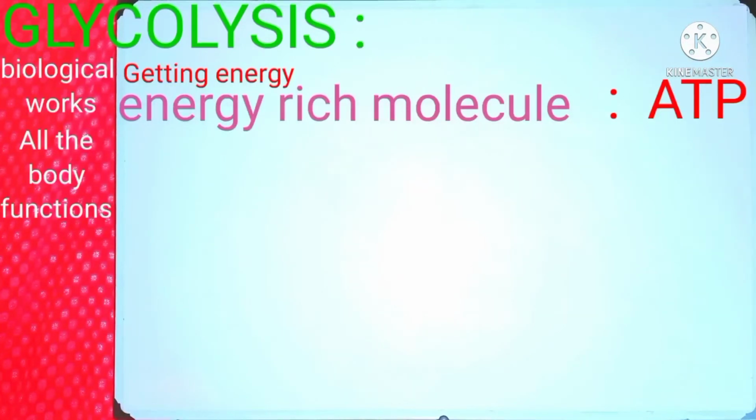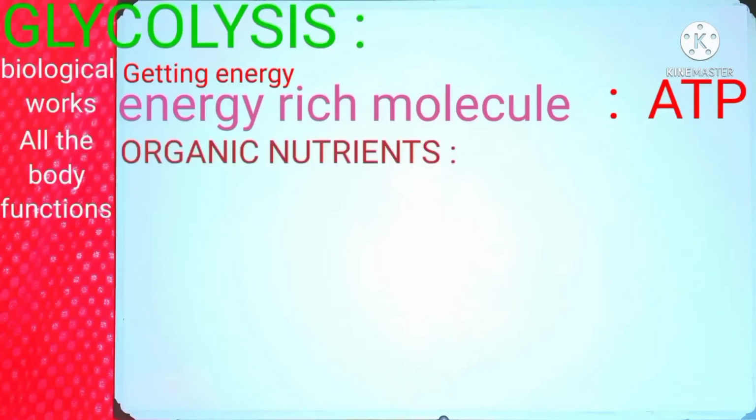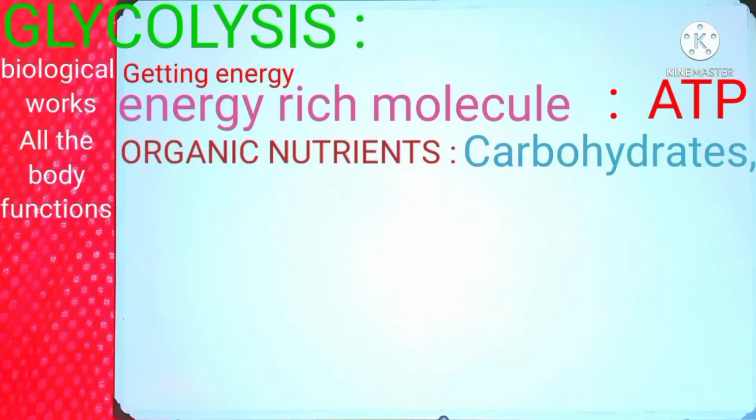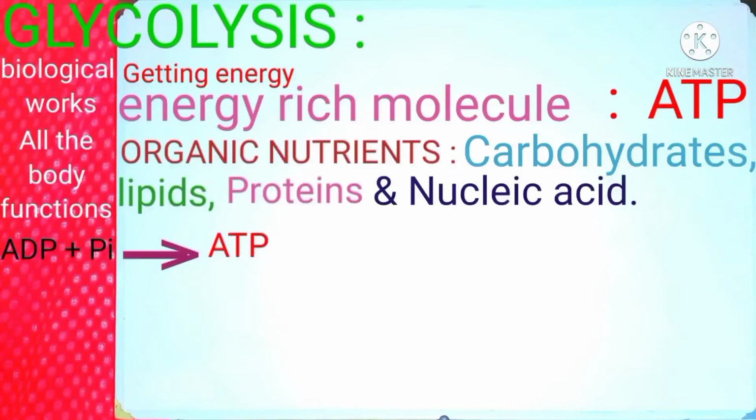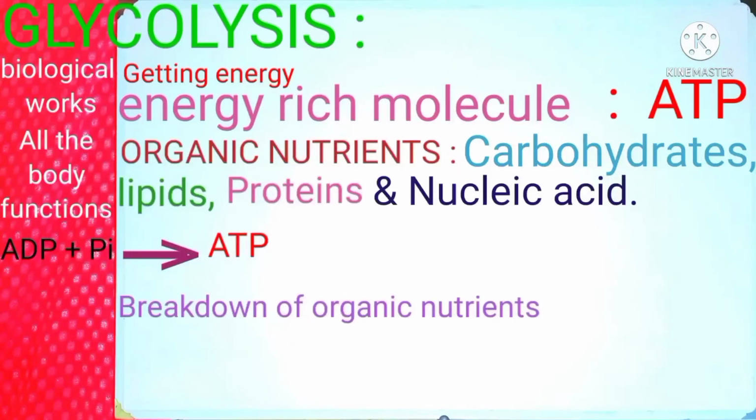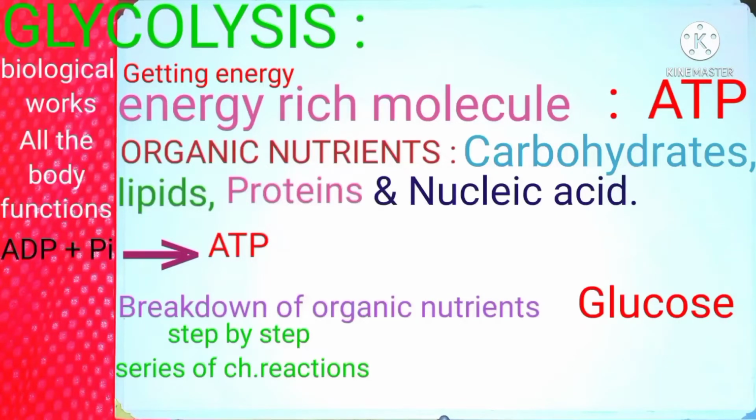All the organisms produce energy in the form of ATP by the breakdown of organic nutrients such as carbohydrates, lipids, proteins, and nucleic acids. This released energy is used to combine ADP with phosphate to form ATP. In the living organisms, the breakdown of organic nutrients such as glucose takes place in a step-by-step series of chemical reactions that is known as glycolysis.